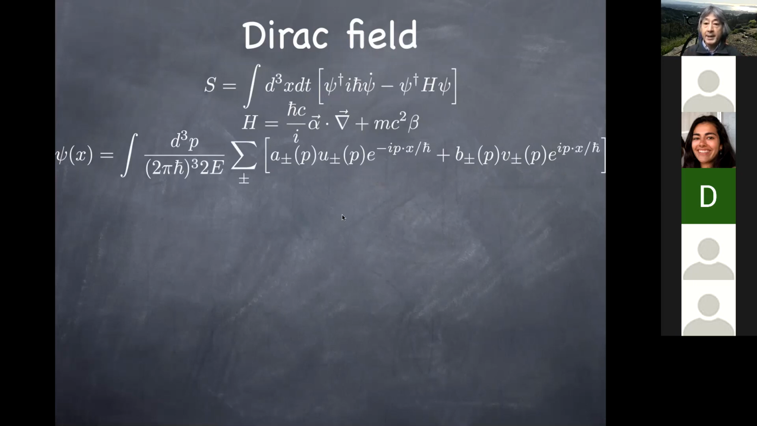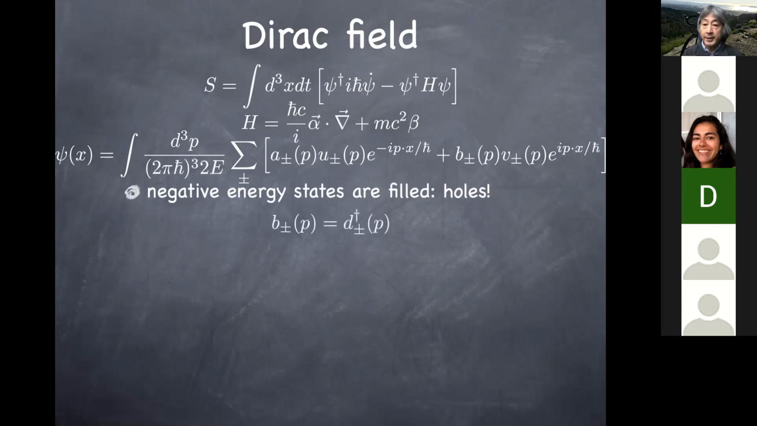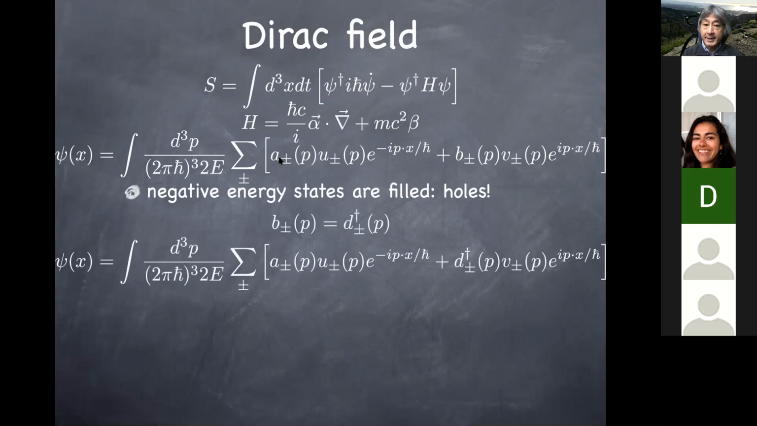But now the idea of occupying all the negative energy solutions is achieved by replacing this negative energy annihilation operator by the creation operator of the holes. So instead of writing this as A and B annihilation operators, I now write this field operator expanded in modes with the annihilation operator for particles and the creation operator for the antiparticles.